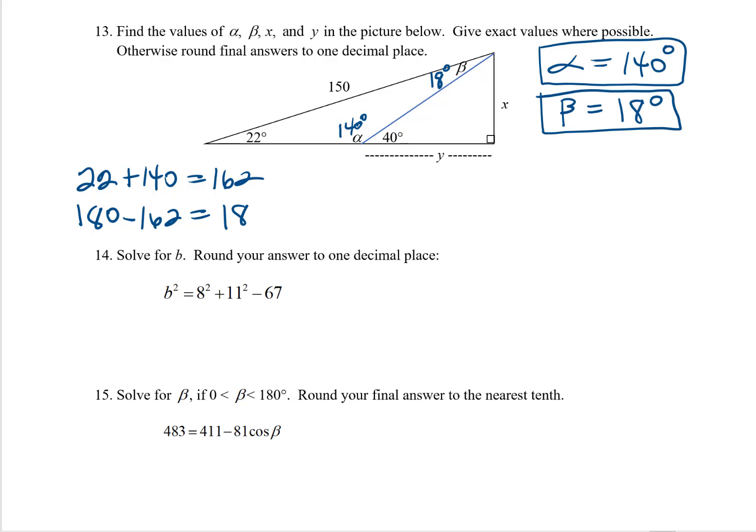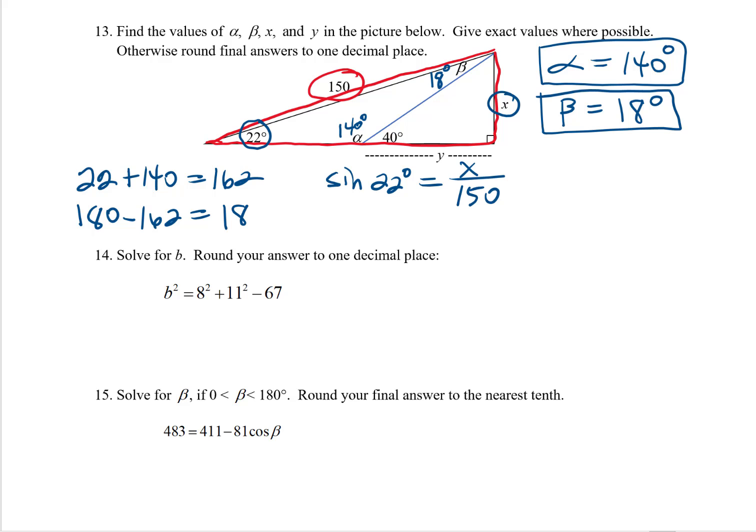Let's focus in on side X. Side X is part of this very large triangle, and the great thing about this triangle is I know one of the side lengths. I know the hypotenuse of this right triangle is 150. Since it is a right triangle, I can set up a simple trig relationship using the 22 degrees, the x, and the 150. It would be a sine relationship. Sine 22 is equal to opposite x over hypotenuse 150. Just multiply both sides by 150 and we're all set.